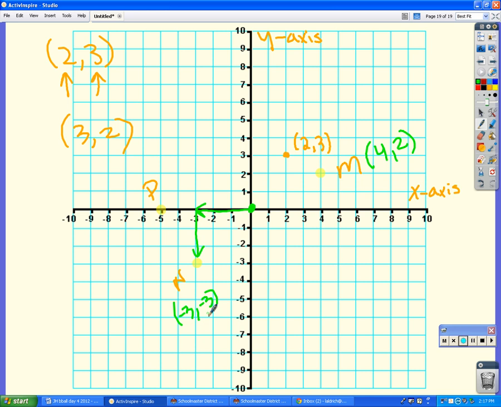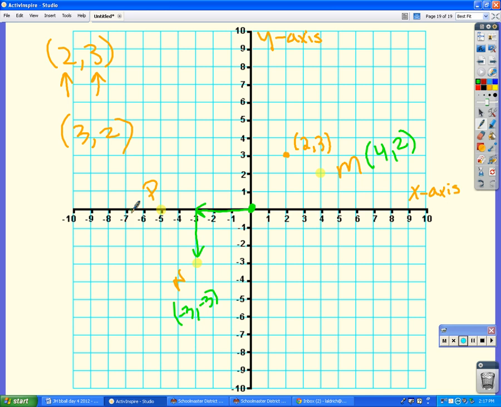Carla? So how do you know which way you go, up or down? If it's positive, you go up. If it's negative, you go down. No, I mean, like, it's 2, 3. So how do you know which way to go? The first number is always going to go to the right or to the left, depending on whether it's positive or negative. The first number is your sideways number. And then your second number is your up-down number.